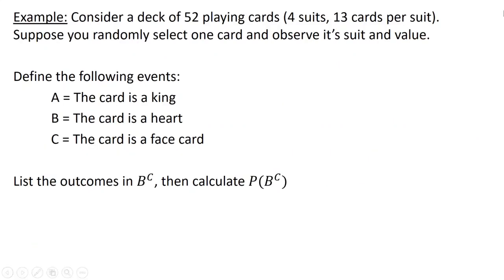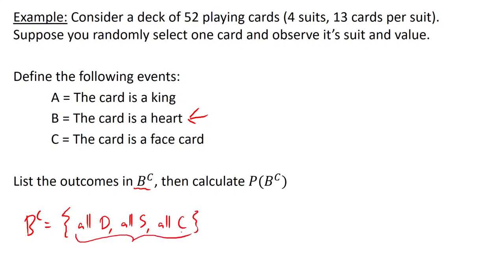Like with our cards, if B is the event that the card is a heart, then what is B complement? Everything but hearts. Yeah, all the cards that aren't hearts, so all of the diamonds plus all of the spades plus all of the clubs. Together, how many cards would that be? That would be 39 cards. So the probability of B complement would be 39 out of 52, which reduces to 3/4, because it's the other 75% of the deck, which makes sense.